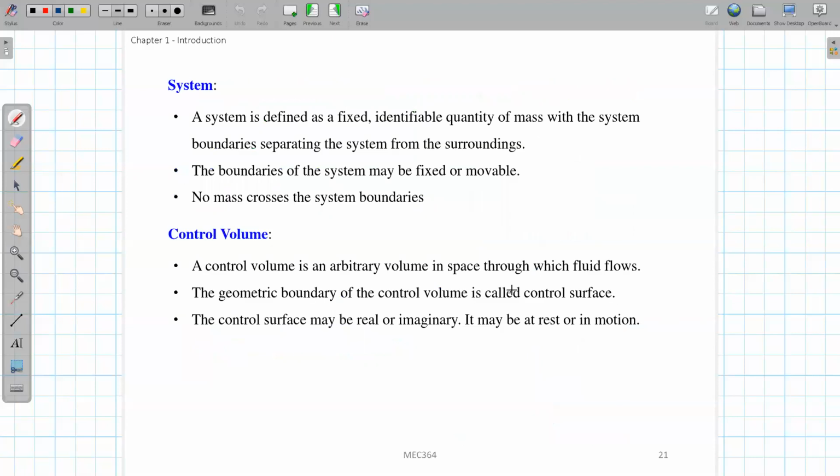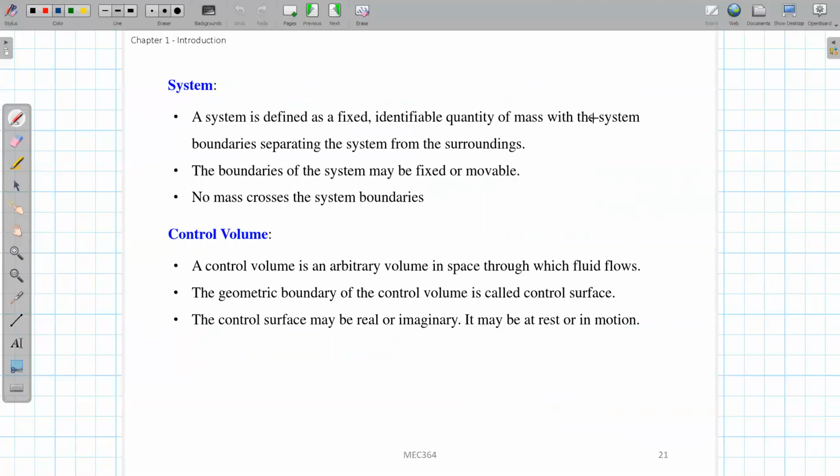Let's talk a little bit more about what the system and control volume mean. Basically, a system is defined as a fixed, identified quantity of mass. That means the total mass inside the system will not change.